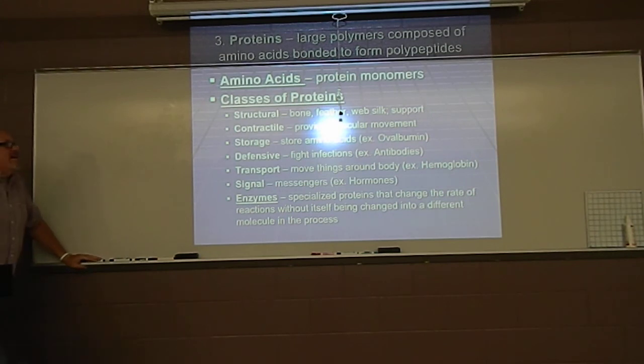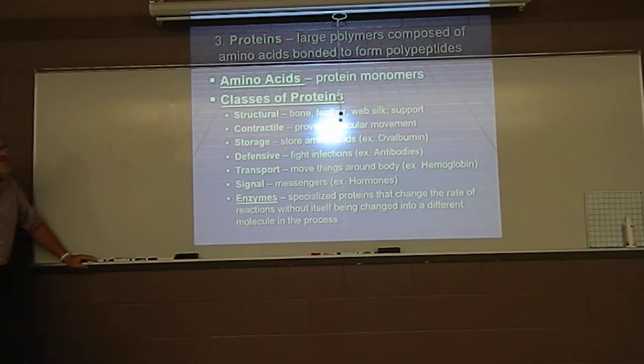The next macromolecule or molecule of life are proteins, and these are large polymers that are composed of amino acids bonded together to form these polymers called polypeptides. So your monomer is an amino acid, and these amino acids form polymers, and then these polymers, these polypeptides, are then connected together to form the final protein structure. The classes of proteins are structural, so bone, and feather, and web silk for spiders and things like that. Those provide support.